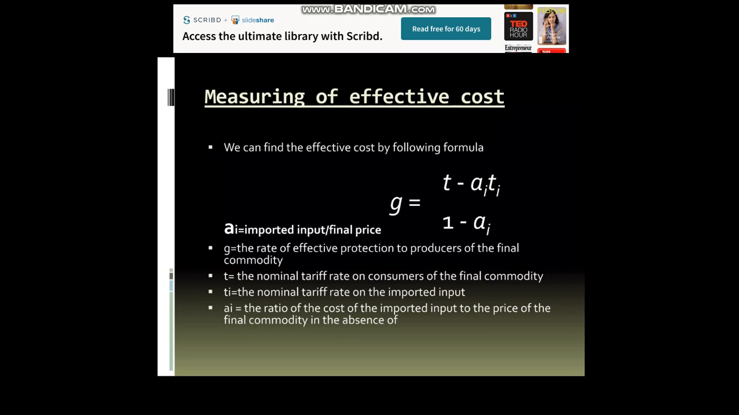Measuring the effective cost. We can find the effective protection by the following formula: g equals t minus ai ti, divided by 1 minus ai. g equals the rate of effective protection to producers of the final commodity. t equals the nominal tariff rate on consumers of the final commodity. ti equals the nominal tariff rate on the imported input. ai equals the ratio of the cost of the imported input to the price of the final commodity in the absence of tariff.